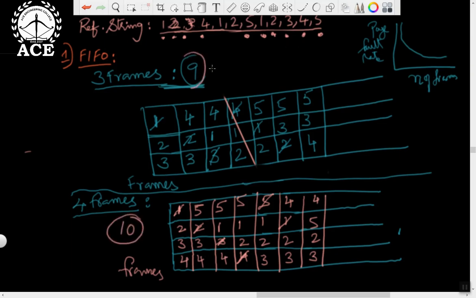Earlier how many page faults? 9. Now how many? 10. So what did we say? When I have 3 frames, number of page faults is 9. When I have 4 frames, the number of page faults should have been less than 9, but it is becoming 10.